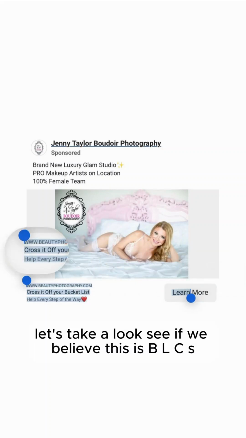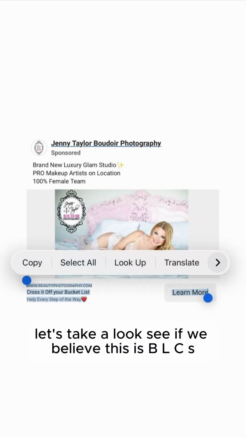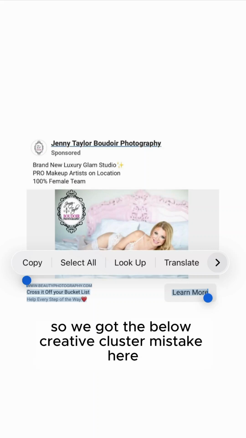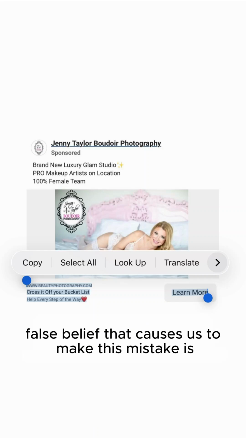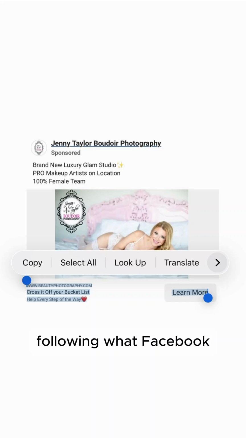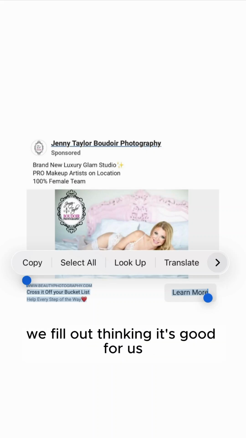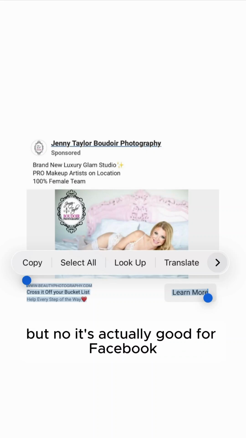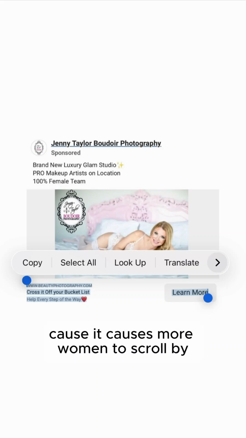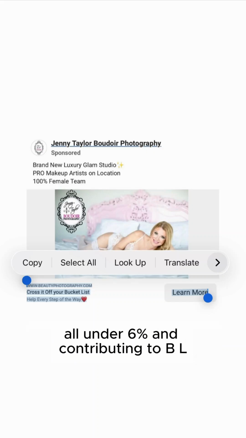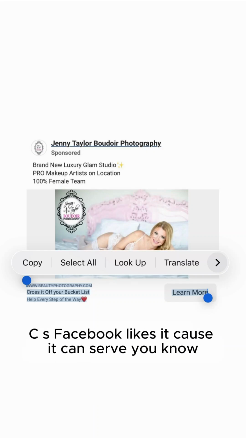All right, so let's come here and take a look, see if we believe this has BLCS. So we've got the below creative cluster mistake here. The false belief that caused us to make this mistake is following what Facebook recommends we fill out, thinking it's good for us, but it's actually good for Facebook. It's bad for us because it causes more women to scroll by our Boudoir Facebook ads, pulling our unique CTR under 6% and contributing to BLCS.